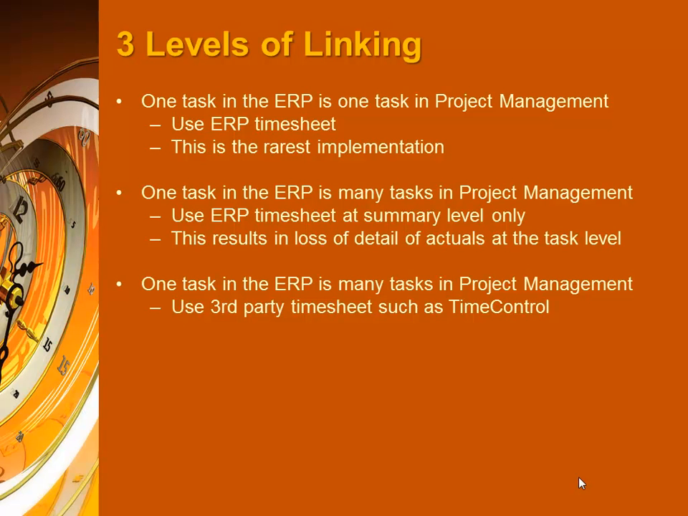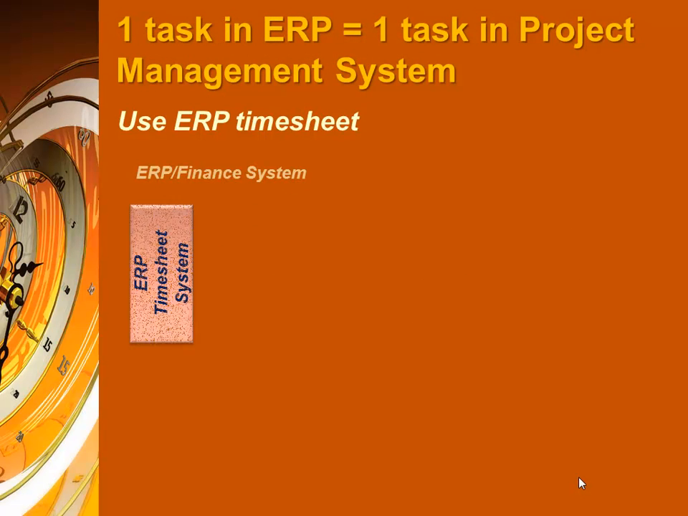If we do that, then we have ERP timesheet data that can be collected only at the summary. And how do we collect the actuals for each task? And we can also have one task in the ERP when that's equal to many tasks in project management. Then really what that drives us to is using a third-party timesheet. Here's what that looks like when we start talking about it in more graphical terms.